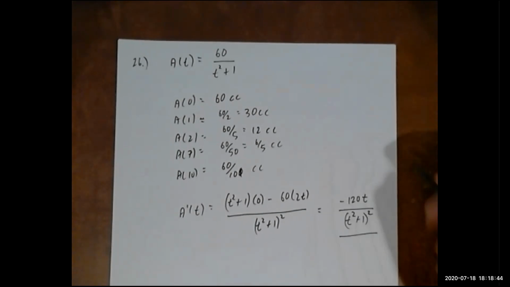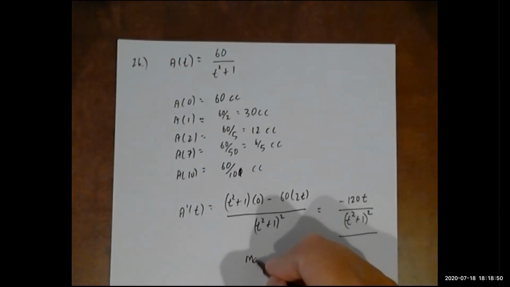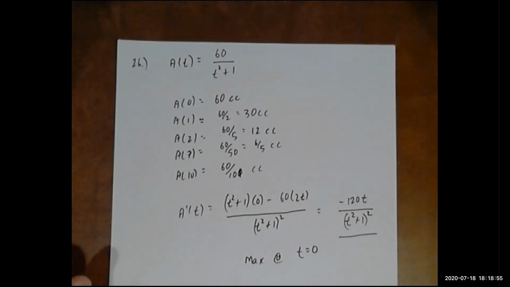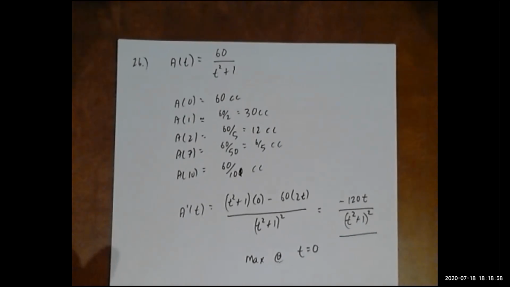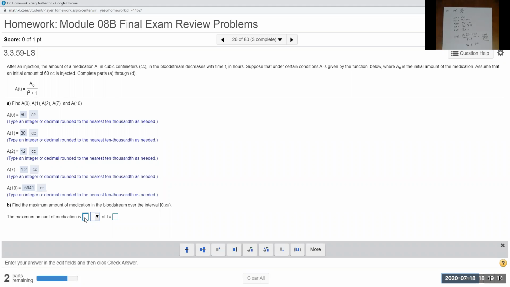Hopefully you can see now, if we set this equal to 0, the maximum is going to be when the time is 0. That actually makes sense. You put the medicine into the body, and then the body begins to absorb the medicine. So I believe it's going to be 0. And the amount, we already figured out when you plug in 0, it's 60. So it's 60 cc's at time 0.